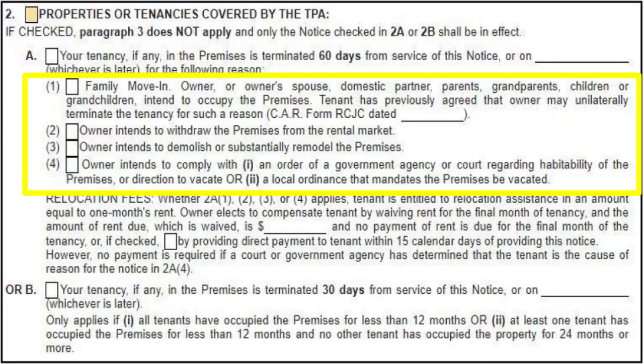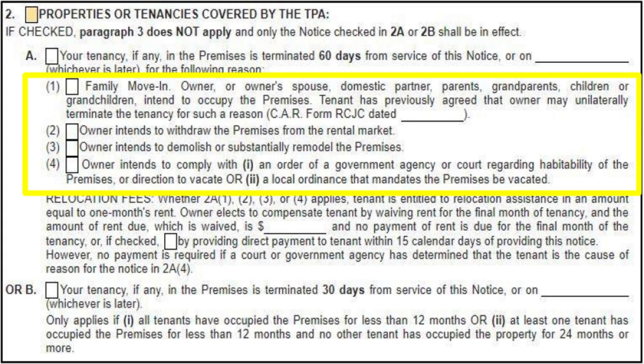Examples of no-fault cause are when the owner or owner's direct family is going to occupy the property. Now, if the lease is signed after July 1st of 2020, then the tenant needs to have previously agreed in writing for this termination to be allowed. Withdrawal of property from the rental market. Example is if you're going to put it up for sale. Or a government agency or court order or local ordinance require vacating. Now, if the tenant is at fault for this order, then no assistance needs to be given.